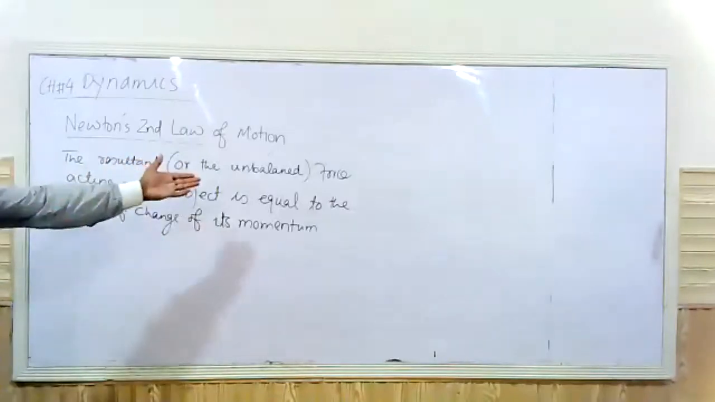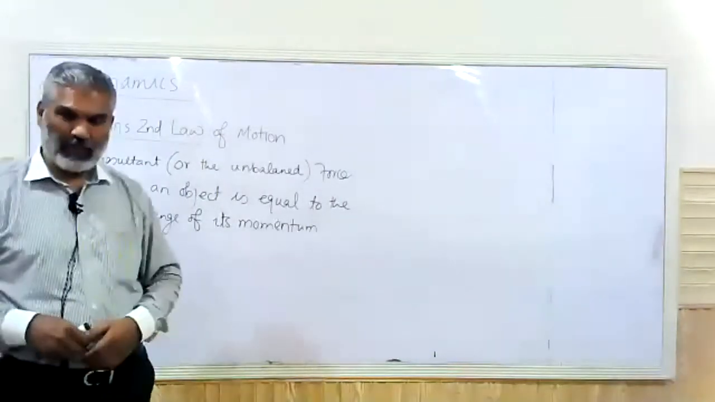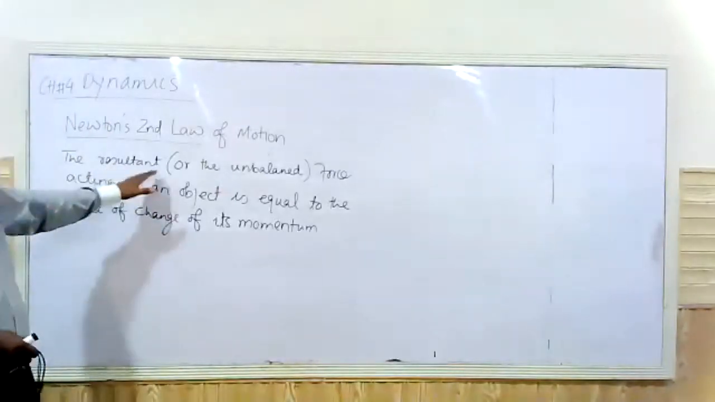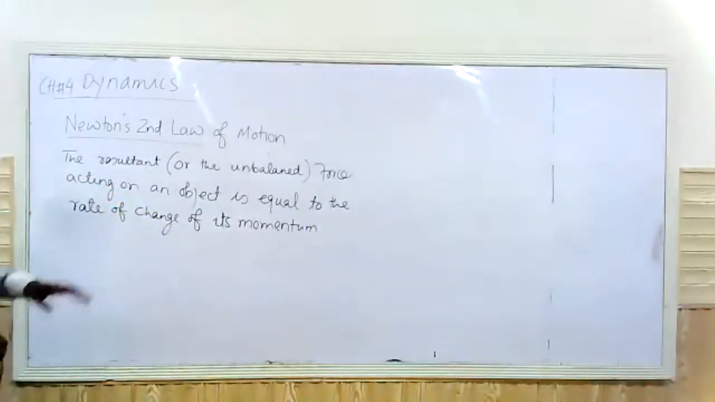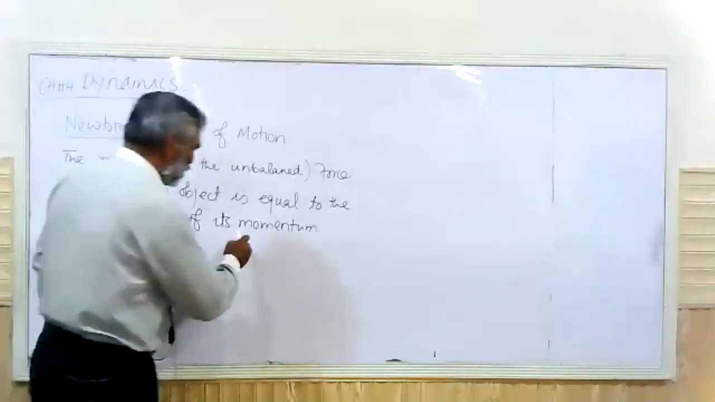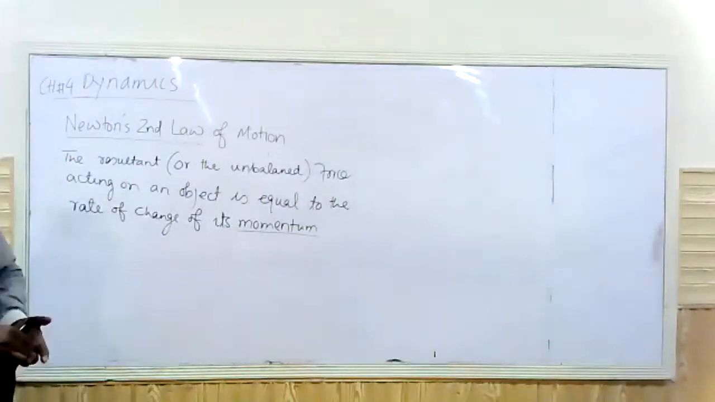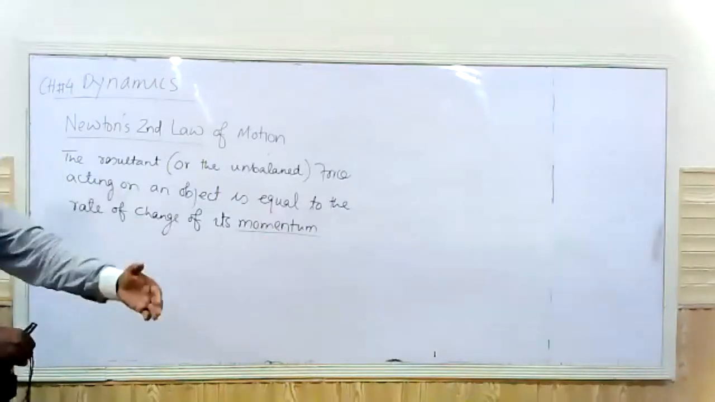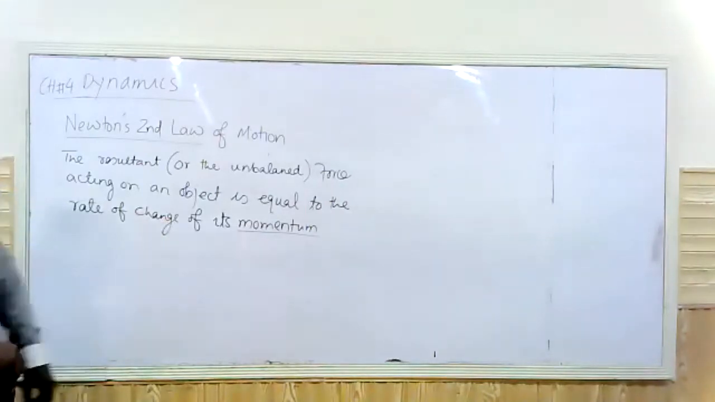The resultant or the unbalanced force that we just talked about in the first law, which has to be there in order to change the state of rest or of uniform motion, if that resultant or unbalanced force is acting on an object, it must be equal to the rate of change of its momentum. Now, in order to fully appreciate what this law is really saying, we need to understand this term momentum, and that is actually the next topic. What is momentum? What is change in momentum? And what is the rate of change of momentum, which will be force?